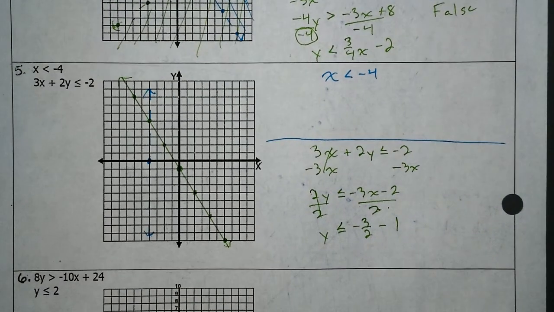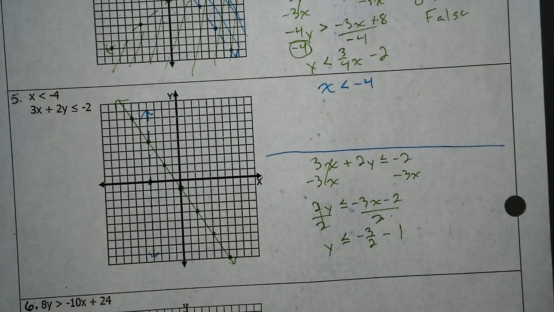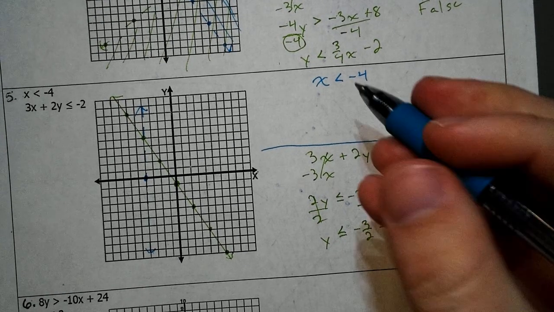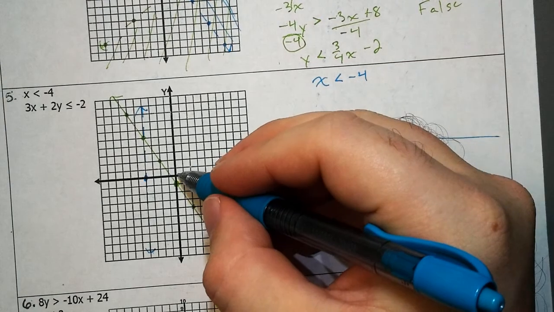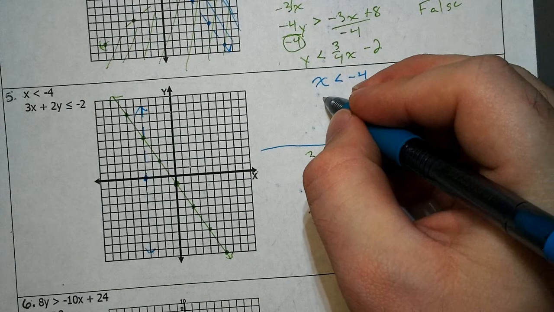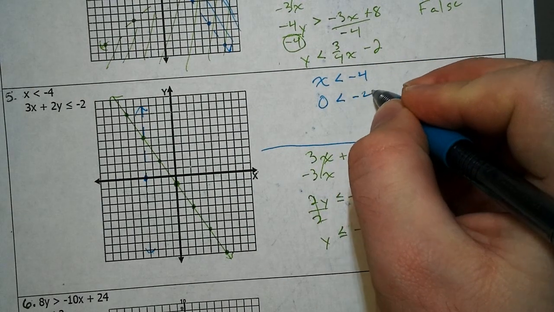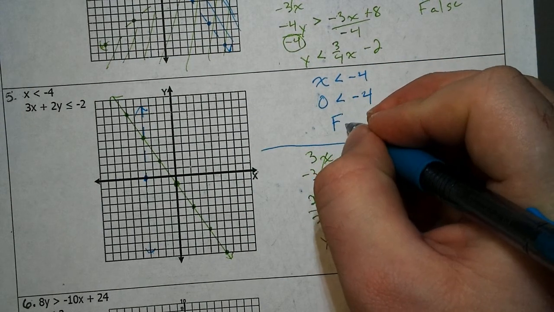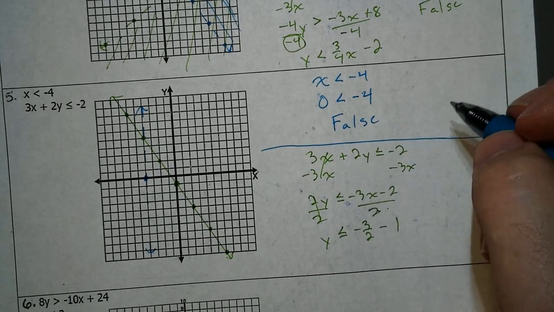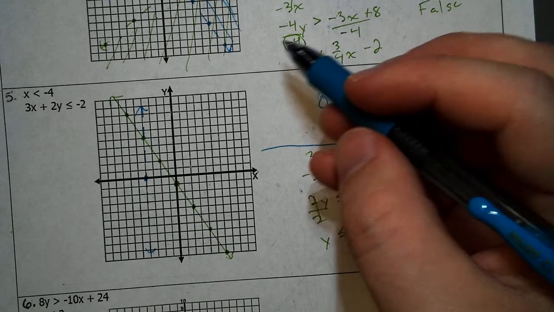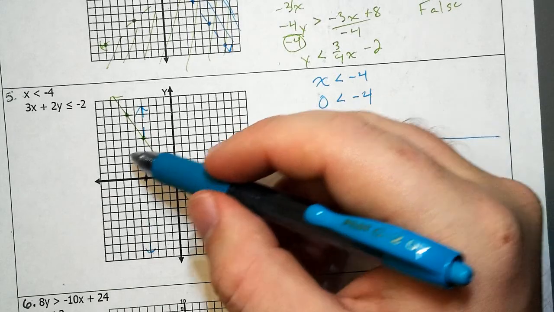And let's try some test points. For the first line, plug in 0, 0, because once again, it's not on my line. Let's use it each time. Is 0 less than -4? That is false. So we're not shading in the right side with 0, 0. We're shading in the other side.